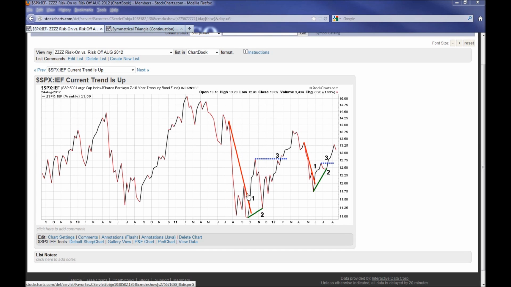Here we've got a downward sloping trend line, a break of it here. That's step 1 for a bullish trend change. Step 2 occurred here when the ratio made a higher low relative to this low, upward sloping trend line. Step 3 is that you make a higher high. So here's a trend change from bearish to bullish, or from risk off to risk on.